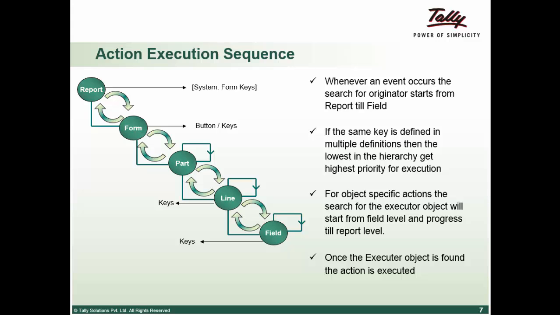So for object specific actions, the search for the executor object will start from the field level and progress till the report level. Now where the key is specified, say at the field, there is an action specified at this key. Now which object can actually perform this action, that search starts from the bottom. So now field has the enter key and it has an action. That action will start searching from that particular key level and will go till the report to search which interface object can perform that action. Once the executor is found, the one which can perform the action is executed.